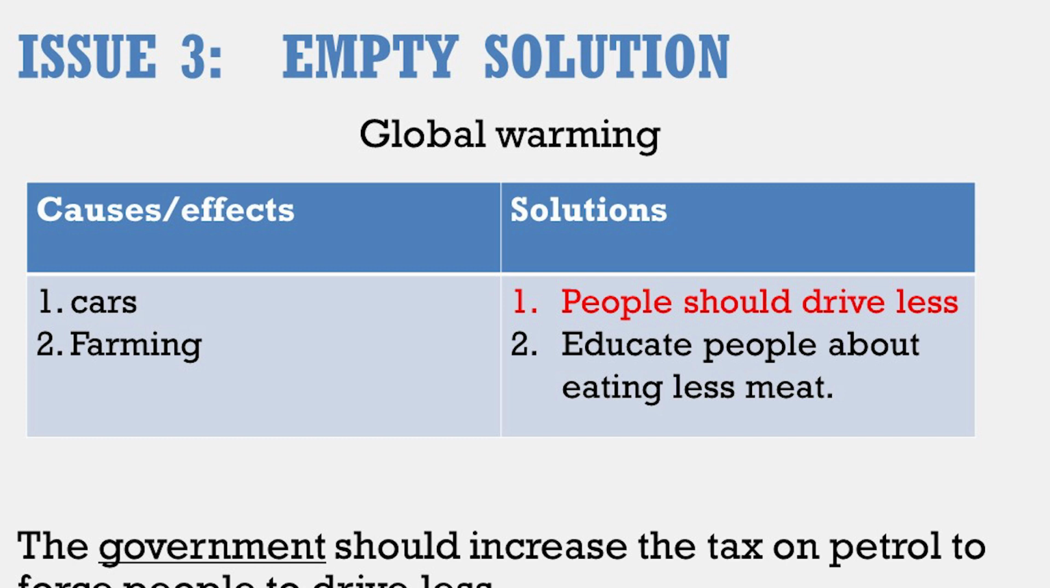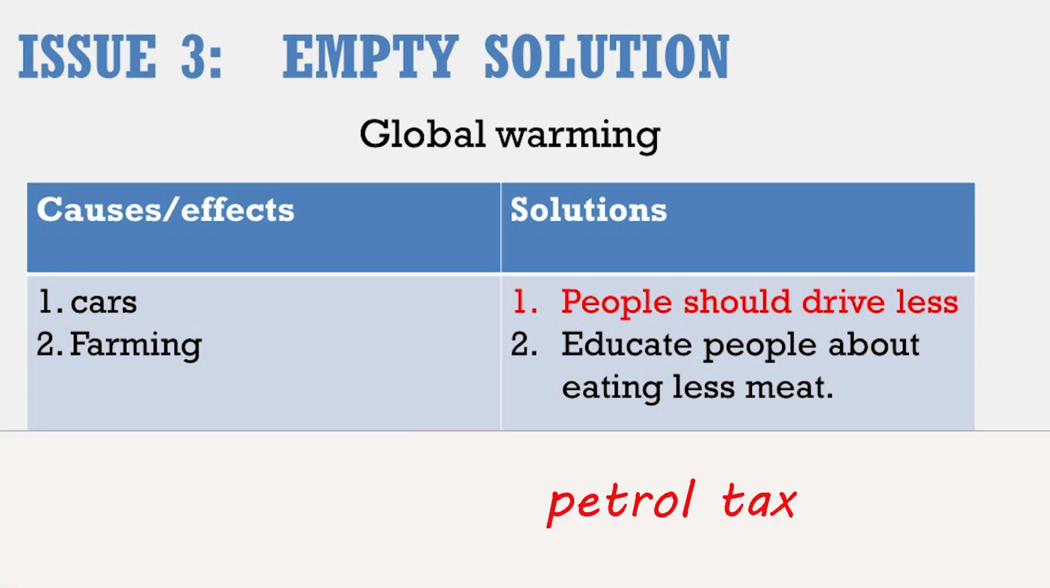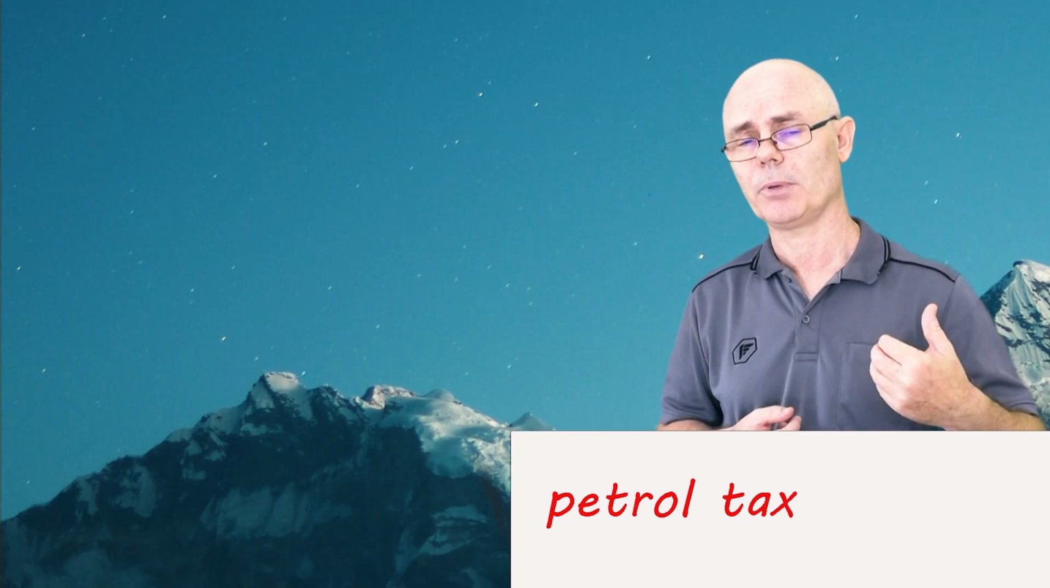And so in order for this to be a solution, we have to come up with some kind of action that the government could take. It could be something like the government should increase the tax on petrol to force or persuade people to drive less, right? So we need to make it clear how things will change in the future. Often the solutions can involve some kind of action by the government or some type of education to teach people about how they can do things better.